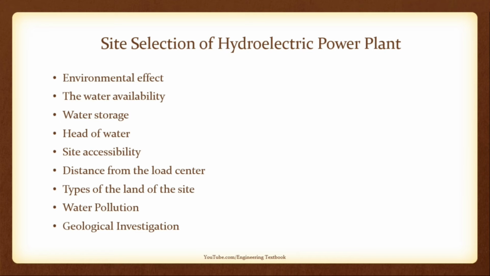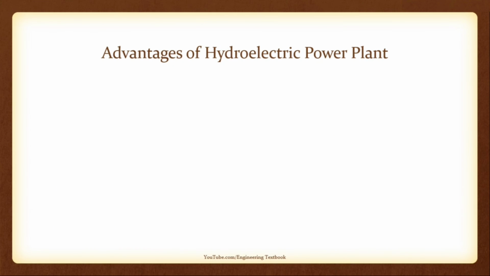Geological investigation. Plant construction should be strong and stable. This construction can withstand natural calamities like thunderstorms and earthquakes. Advantages of hydroelectric power plant. Low running cost. Though the capital cost of a hydroelectric power plant is comparatively high, its operation cost is very less. Due to this, the cost of power generation per unit is low.